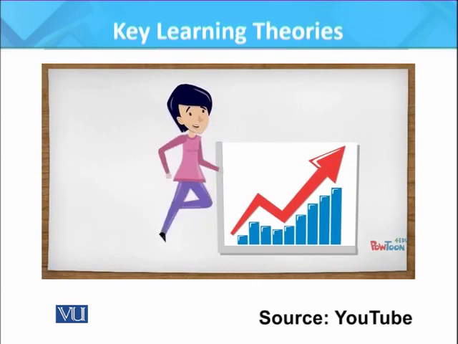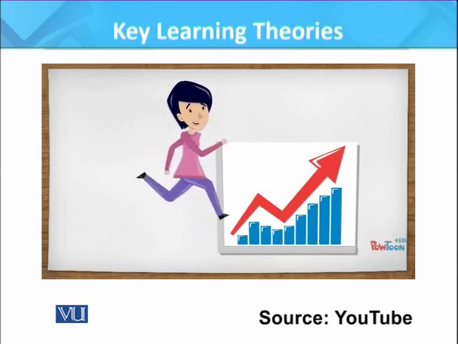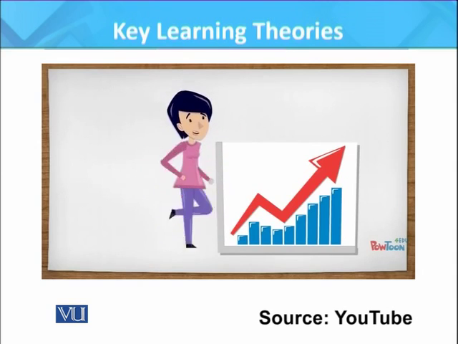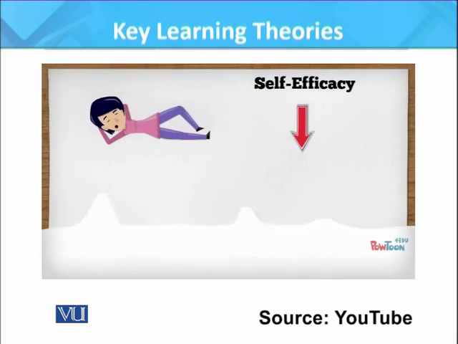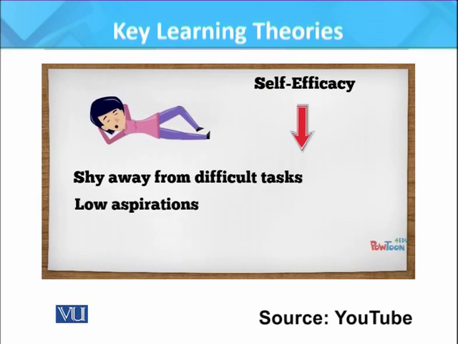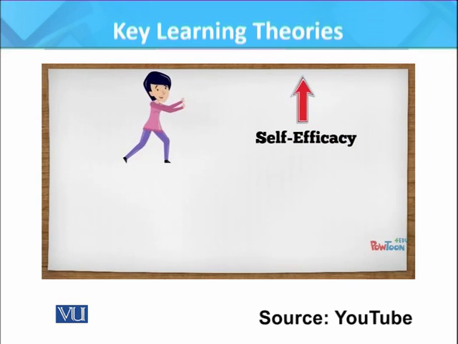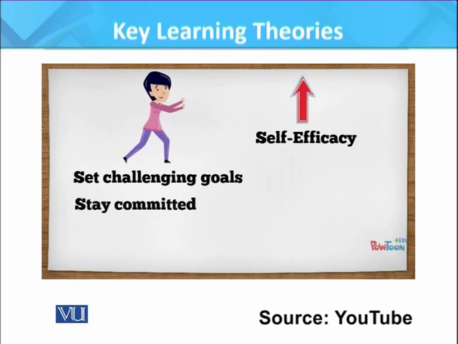Overall, a person's self-efficacy impacts the level of goal challenge they set for themselves, the amount of effort they put forth, and their persistence in the face of difficulties. People with low self-efficacy shy away from difficult tasks, which they perceive as personal threats. They have low aspirations and weak commitment to the goals they choose to pursue. In contrast, those with high self-efficacy approach difficult tasks as challenges to be mastered rather than as threats to be avoided. They set themselves challenging goals and maintain strong commitment to them.